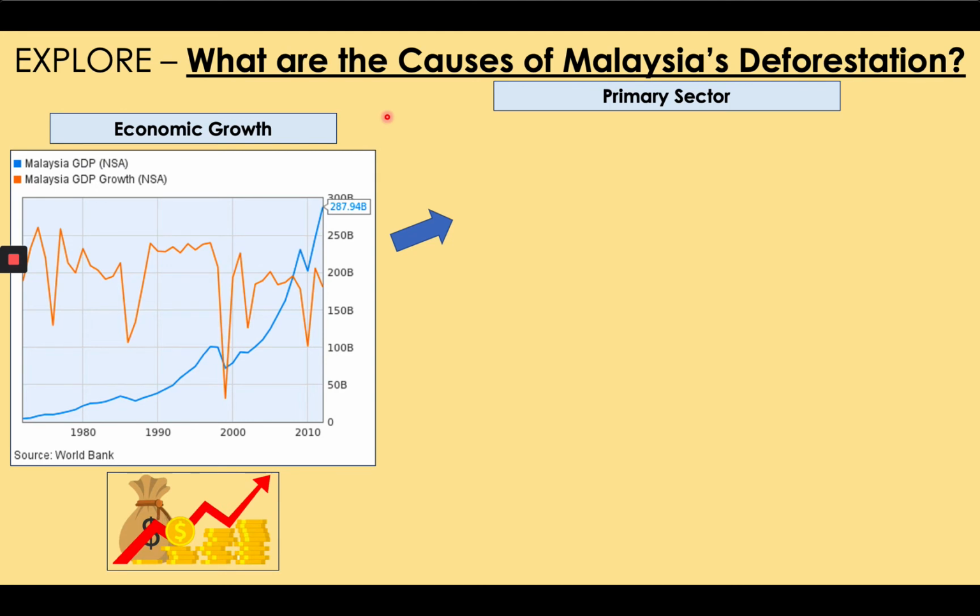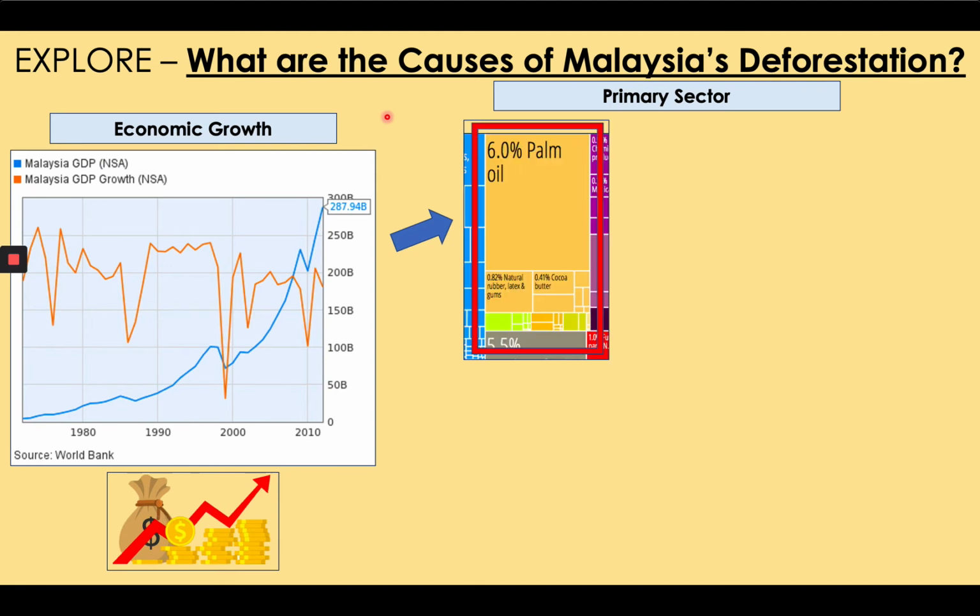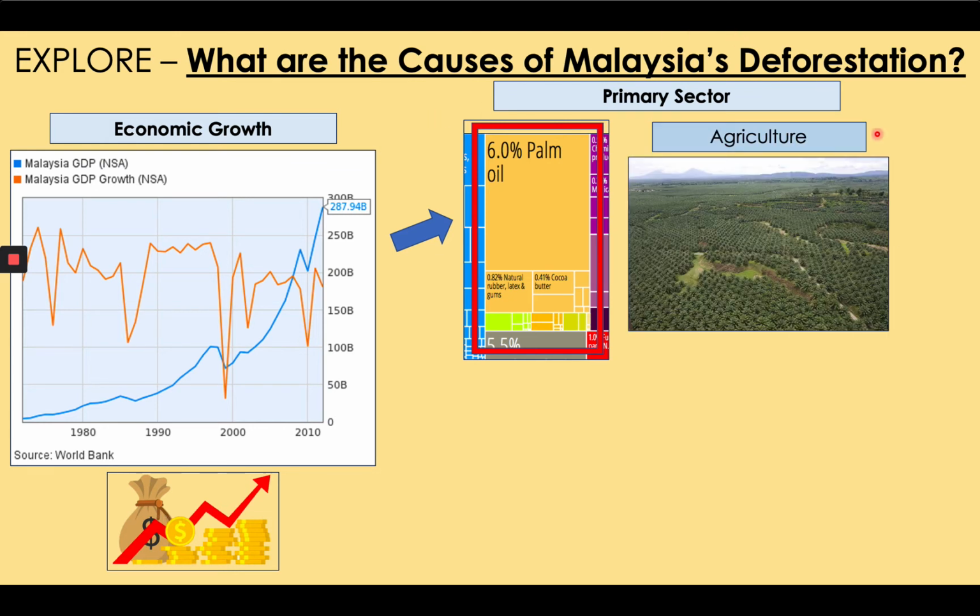A lot of this money comes from the primary sector. For example, palm oil. Now, palm oil is an oil that comes from a tree called the palm tree, a specific type of palm tree. And here's why this causes deforestation. Palm trees are grown in large areas of land called plantations. And when you plant lots of trees like this, just one type of tree, that's called a plantation. In order to plant these trees, the Malaysian government and the Malaysian people had to deforest a lot of the rainforest.